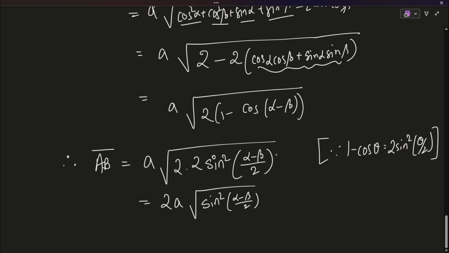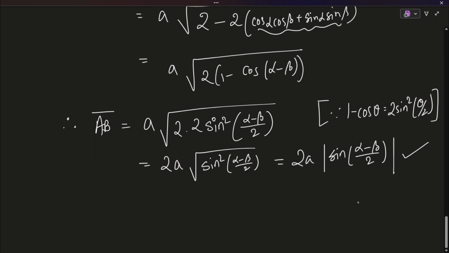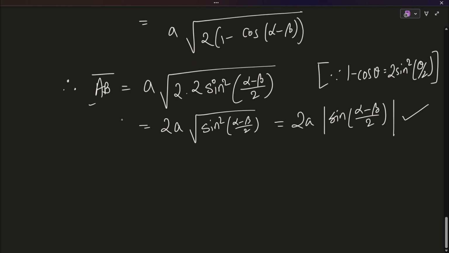And as I have explained before, root over A square gives you mod A. So root over sine squared should give you mod sine. So we get 2A mod sine of alpha minus beta by 2. This is our required distance, and the mod is important because the distance AB cannot be negative. Even if sine of alpha minus beta by 2 is a negative quantity, the modulus operator will make sure that it's positive, and thus the distance AB is found. And this is the distance between the two points.